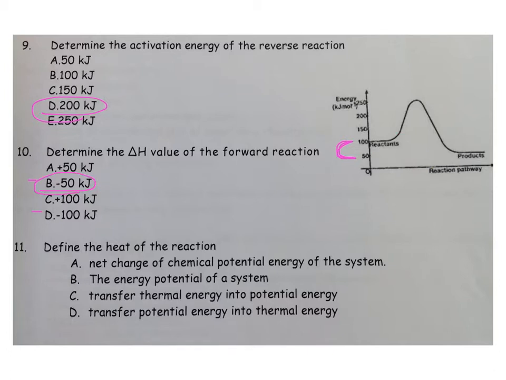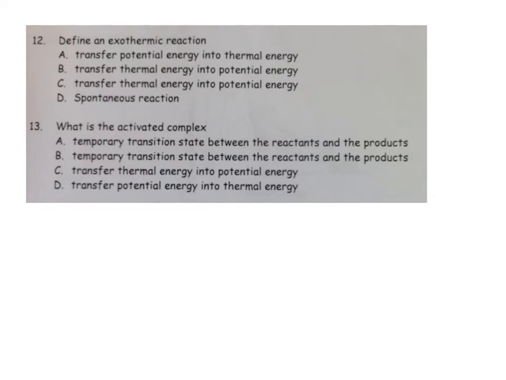Define the heat of the reaction. This is just a definition. It is the net change in chemical potential energy of a system. That is your definition of the heat of the reaction. Define an exothermic reaction. An exothermic reaction is going to convert chemical energy into thermal energy, is what I end with. In other words, heat is given off in the end, and it comes from chemical energy and becomes heat energy. So A is my correct answer. What is the activated complex? It is a temporary transition state between the reactants and the products.